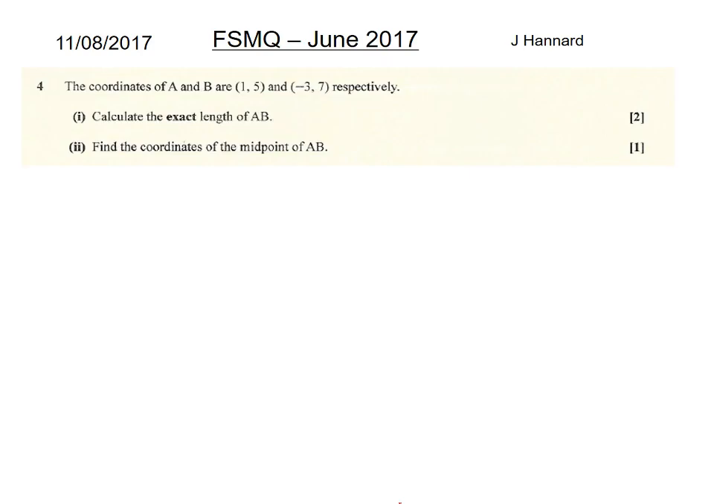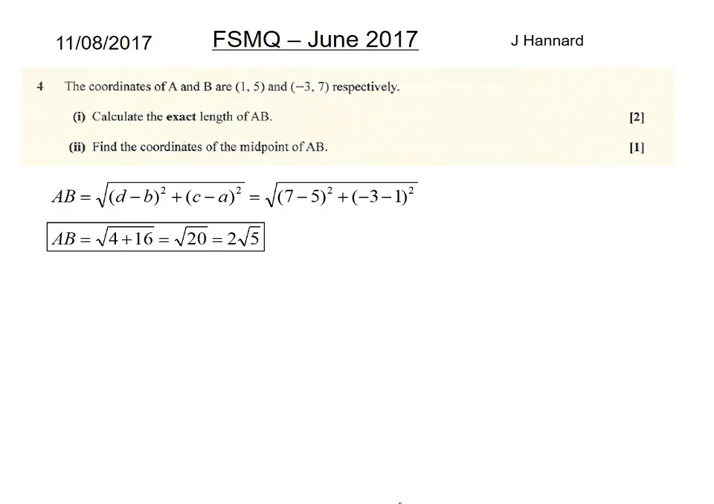Question 4. The coordinates of A and B are (1, 5) and (-3, 7) respectively. Calculate the exact length of AB. So we use the length of a line equation, (d minus b) squared plus (c minus a) squared, all rooted, which is that. And then it turns out to be root 20, which is 2 root 5, which is the exact answer. We don't want full calculator displays, we want the exact surd or fraction or whatever it is. So you would have lost a mark if you'd cancelled that down into fractions. 2 root 5 is your answer.